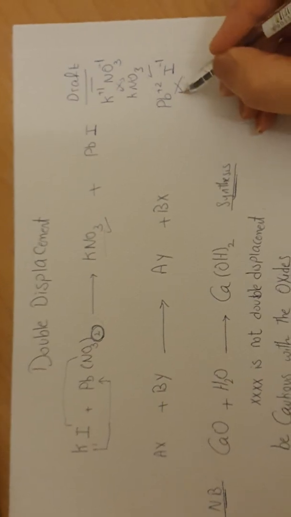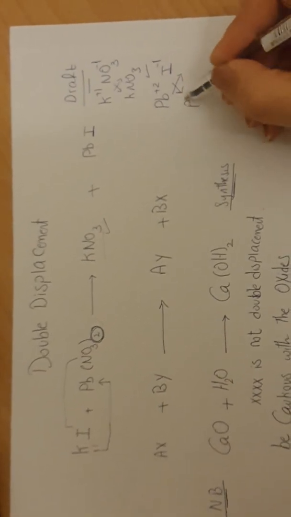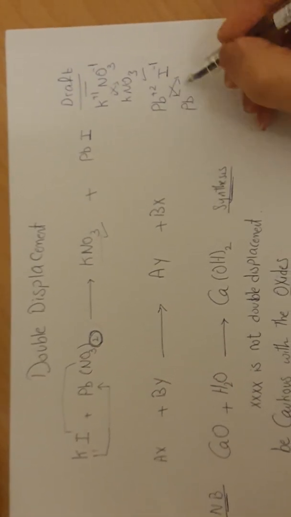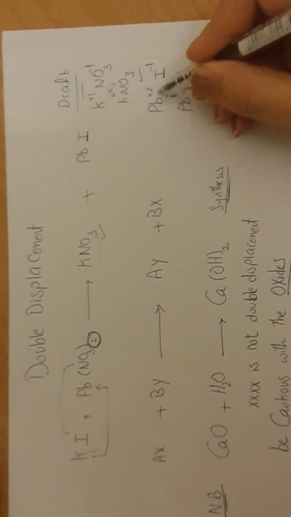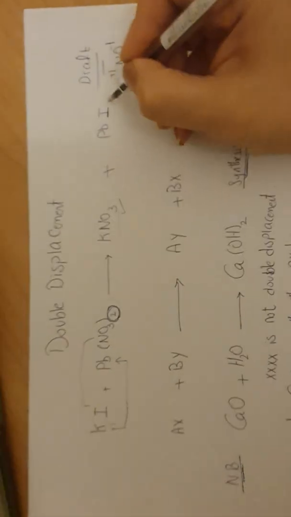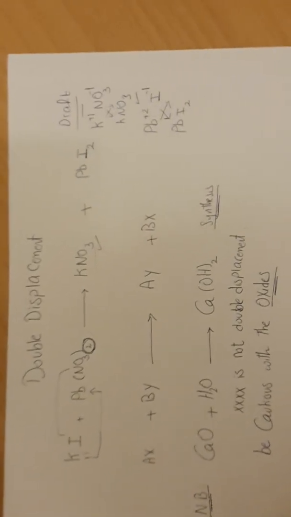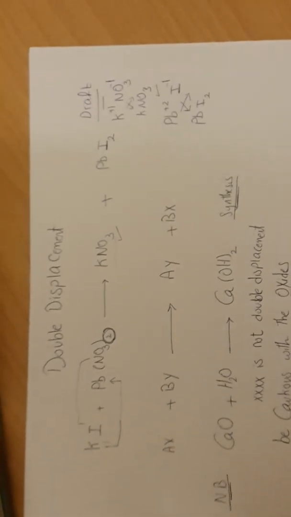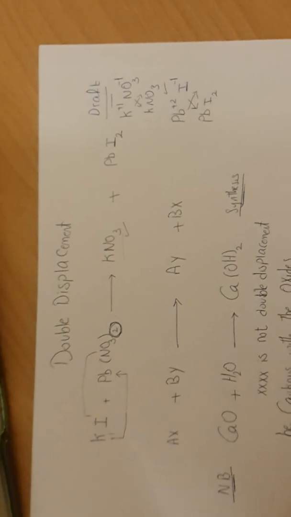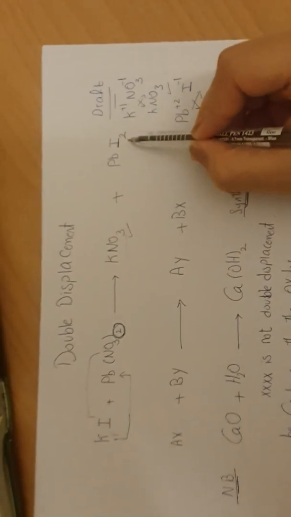And then by crossing over, the lead will have the 1 and the iodide will have the 2, the oxidation number of lead. So it's lead iodide. Next step, to balance it. Here you will find yourself that you need how many iodide? 2.